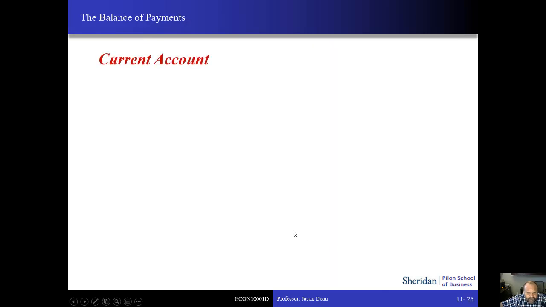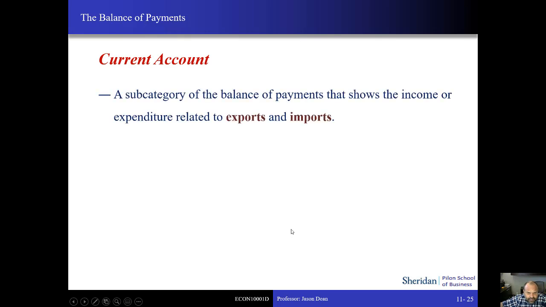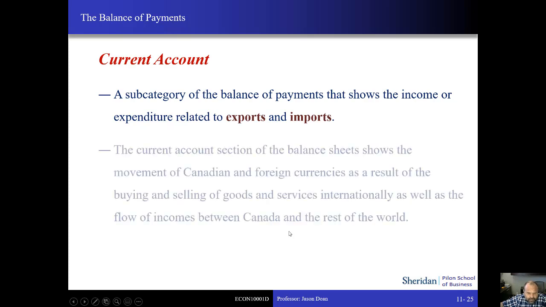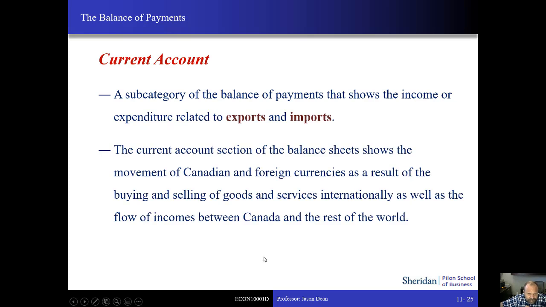So let's go into a little more detail with that. The current account is the subcategory of the balance of payments that shows the income or expenditure related to exports and imports. The current account section of the balance sheet shows the movement of Canadian and foreign currencies as a result of the buying and selling of goods and services internationally. And then we also include in here the flows of incomes between Canada and the rest of the world.